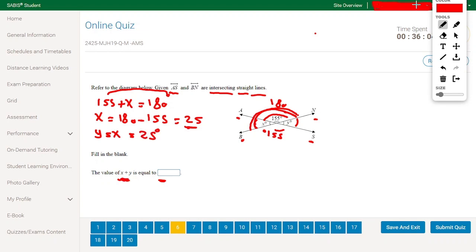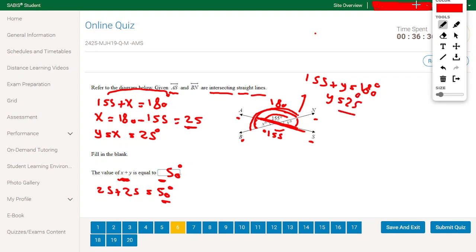Here he's asking for x plus y. So x plus y, that means 25 plus 25 will be equal to 50 degrees. So the answer here will be 50 degrees. On the other side, to get y, we have this line and these two angles sharing the same line. So here we can say that 155 plus y will equal 180, and y will equal 25 also.